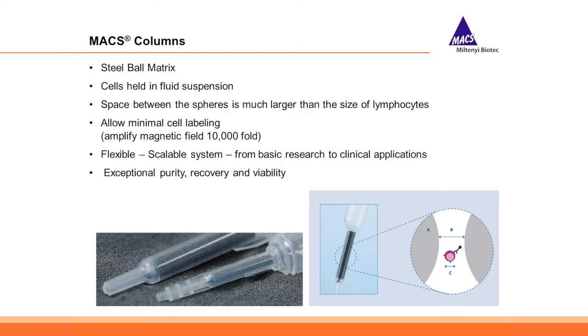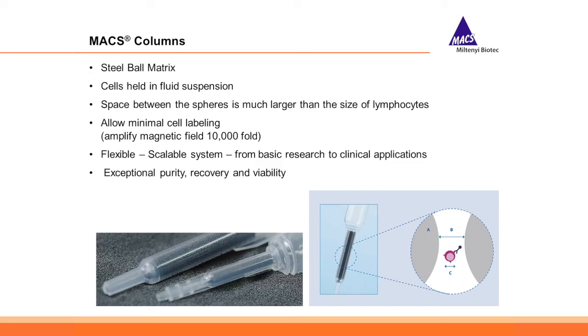One word for the column. So the columns contain a steel ball matrix. You can see that here. These are very small steel spheres. Between the steel spheres, the cells are held in fluid suspension, and the space between the spheres is really large, so the cells can pass through the lumen between the spheres without being squeezed through the column. So there is no pressure onto the cells.